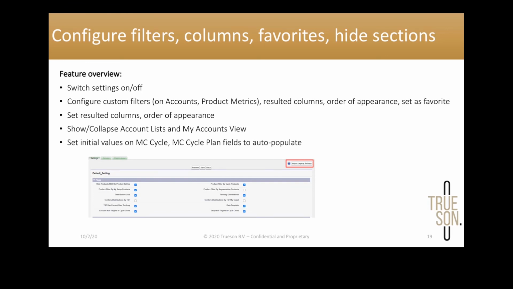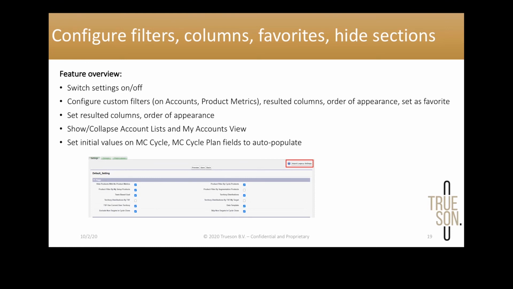for MCCP FastTrack. You can also configure the filters either for the default, so available to all the countries, or on a country-specific level, both on the account object and the product metrics object. You can identify the order of appearance of the filters, so which should be shown on top. You can identify which is a favorite or not, so available in the More link. And the same for the resulted columns. And you can also decide if you want the account lists and my accounts views to be available, yes or no, to show it or to collapse it.